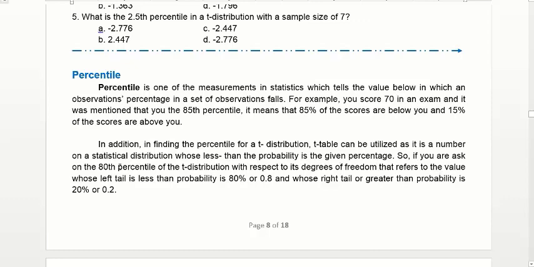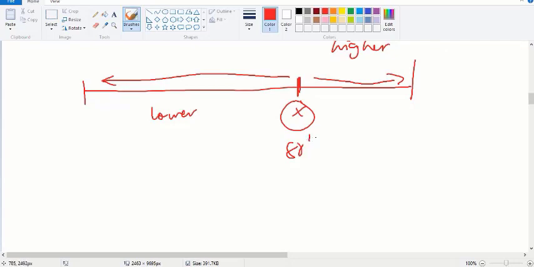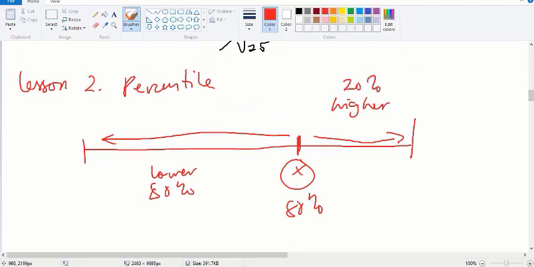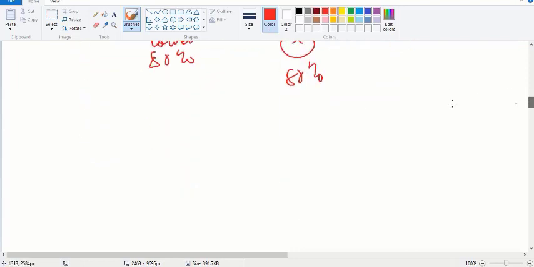So, for example, if you are asked for the 80th percentile of the t-distribution with respect to its degrees of freedom, that refers to the value whose left tail, or less than probability, is 80% or 0.8, and whose right tail, or greater than probability, is 20% or 0.2. That means 80% is lower than that score, and 20% is higher than that score.